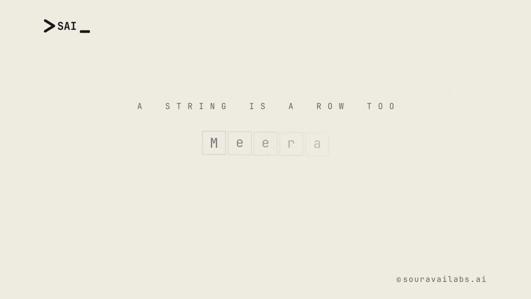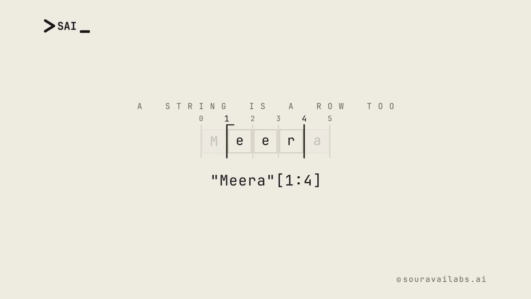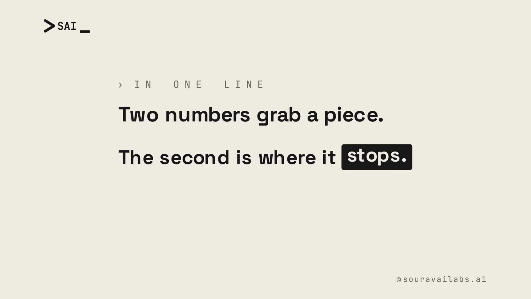And the very same bracket works on a string because a string is a row of characters. "Meera"[1:4] gives you "eer", three letters from the middle, one idea working in two places. So two numbers in a bracket grab a piece, and the second number is where it stops.